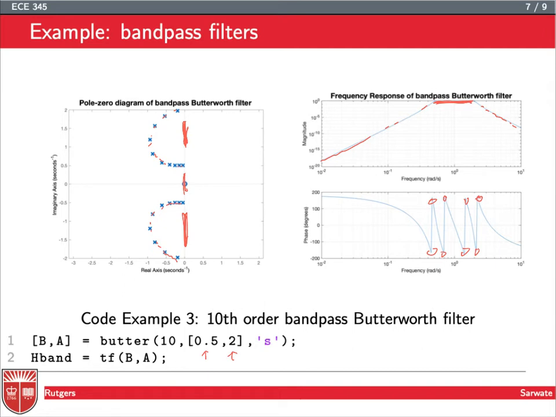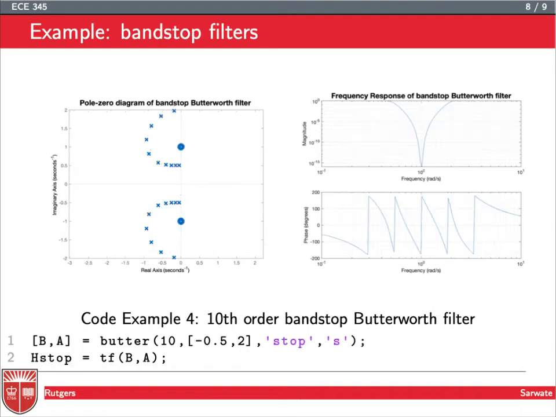Remember, they occur in conjugate pairs because we want a real filter, but they have to be arranged in this kind of weird, not quite a semicircle way in order to get the bandpass property. So now we can look at a band stop or a band reject filter, and here it's actually going from 0.5 to 2, so 0.5 radians to 2 radians.